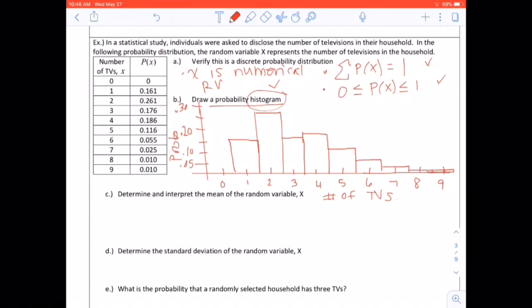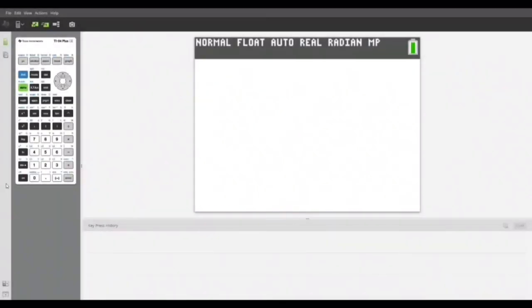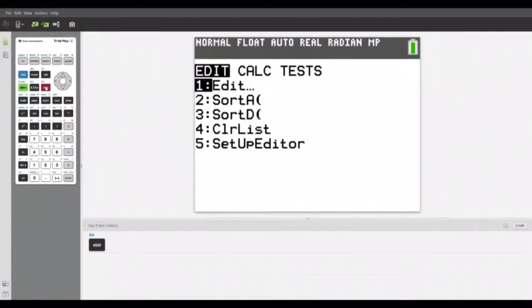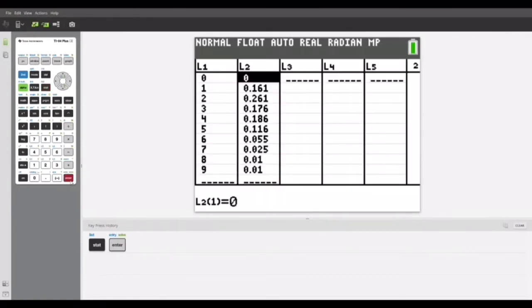The next one says interpret and determine the mean of the random variable x. So in order to do this, you can do this by hand and do x times P of x and sum those up, or we can use the calculator. So the first thing that you need to do is go to Stat, Edit, and enter in L1 and L2. L1 is going to be the number of TVs, and L2 will be the corresponding probability.